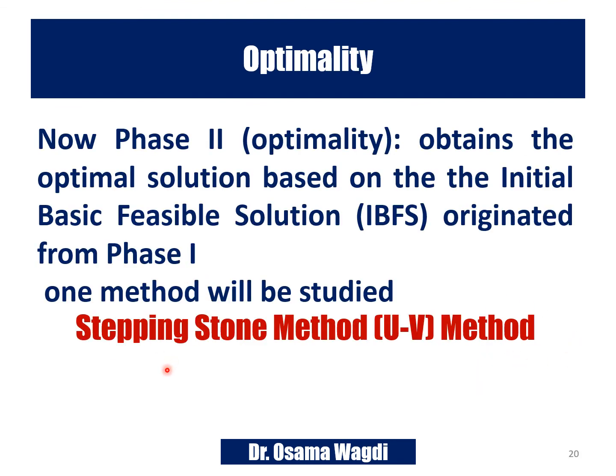So now we are going to move for the last requirement, which is the optimal distribution. But at first, let's read some of our instructions. First, optimality. Now phase 2, optimality, obtains the optimal solution based on the initial basic feasible solution originated from phase 1. One method will be studied, stepping stone method.